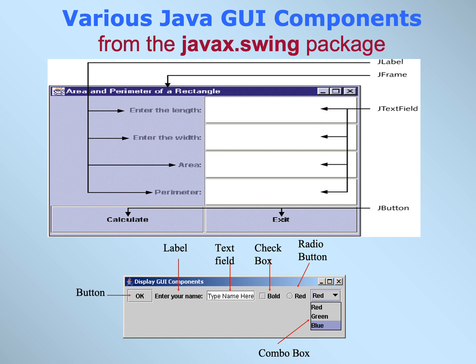There are various Java GUI components available from the javax.swing package. For example, here we have JFrame, which is a frame. All the labels are from JLabel, and the part where you can input anything from your keyboard is the JTextField. Any button that you can click is from the JButton. And then you can also have a checkbox, a radio button, and a combo box where you can have a drop-down menu.